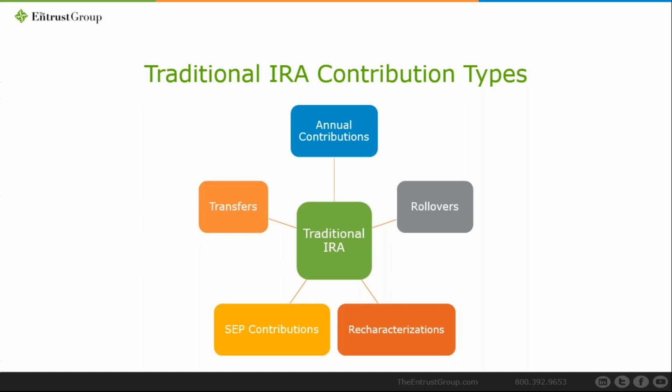First, let's start off with a traditional IRA. There are several contributions that can be made to a traditional IRA, and those are your annual contributions, transfers, rollovers, and SEP contributions. For some institutions, I get this call all the time. Somebody wants to make a SEP contribution, and we don't have such a thing as a SEP IRA. Can they still make that SEP contribution? The answer is yes. Because for all intents and purposes, your SEP IRA is nothing more than a traditional IRA receiving a contribution. It's called a SEP contribution.